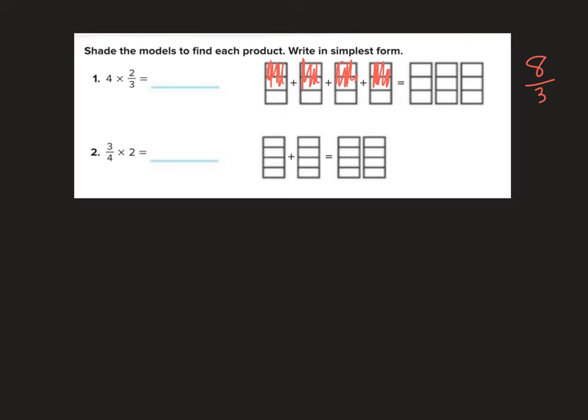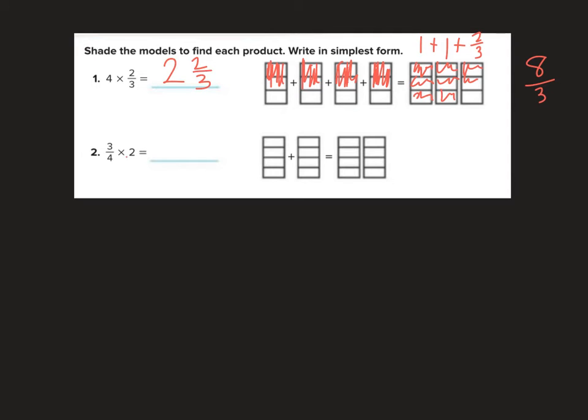So if I shade them in, watch this: 1, 2, 3, there's 1, 4, 5, 6, there's another whole, 7, 8, and there's 2/3 of a box shaded in. So my final answer is going to be 2 and 2/3.